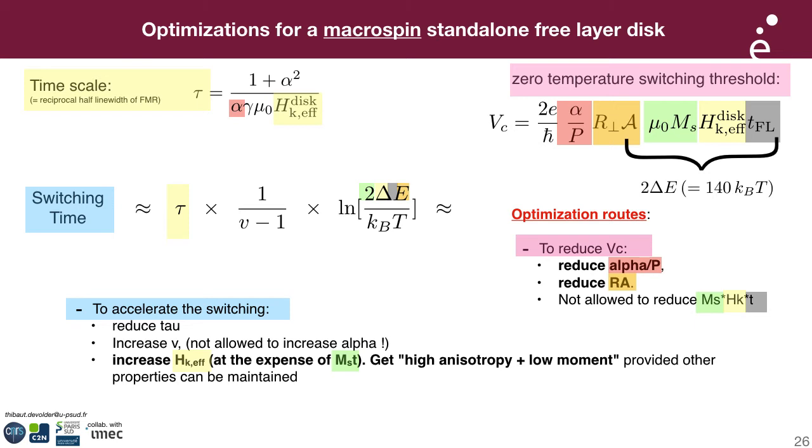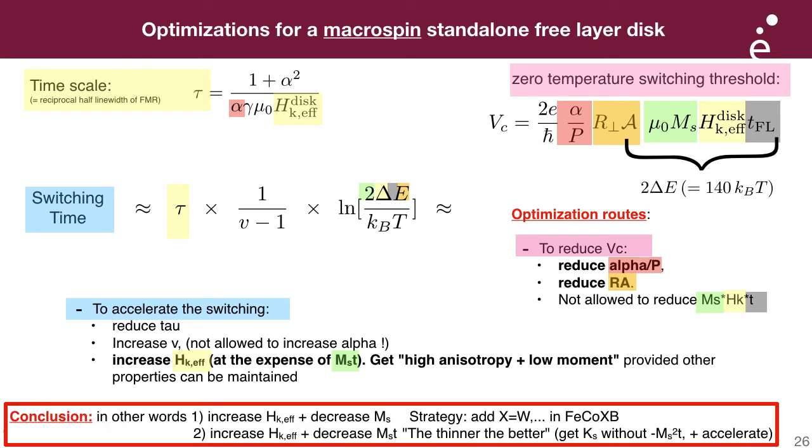Provided, of course, you can do this material trick of getting high anisotropy and low moment while maintaining the other properties. Okay, so one strategy is, for instance, to add dopants inside the iron-cobalt boron layer, dopants that are not magnetic, so that you would reduce MST, but that yield anisotropy. So, for instance, if you put tungsten, this increases the anisotropy of the system. And of course, the thinner the better, because you always pay the price of demagnetization energy that reduces the overall anisotropy.